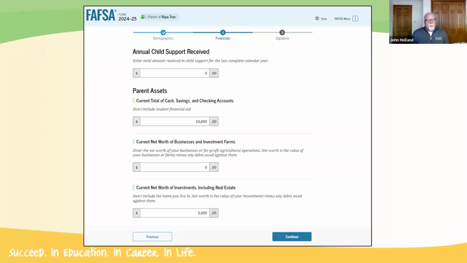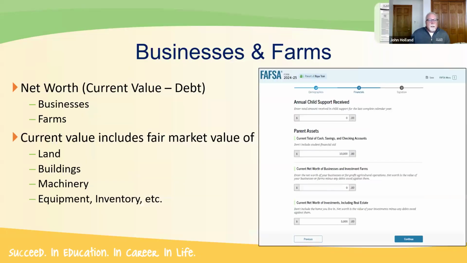Now I'm going to go back to that middle question where it asks about the net worth of a business or investment farm. In previous years, prior to last year, the Department of Education had exclusions for certain kinds of farms or businesses. Now, though, if you own a business or you own a farm, whether it's a family farm that you live on and operate, whether it's farmland 80 acres down the road that somebody else farms for you, regardless of the type of business or what your share of the business is, you do have to list your share of the net worth of the business or the farm.